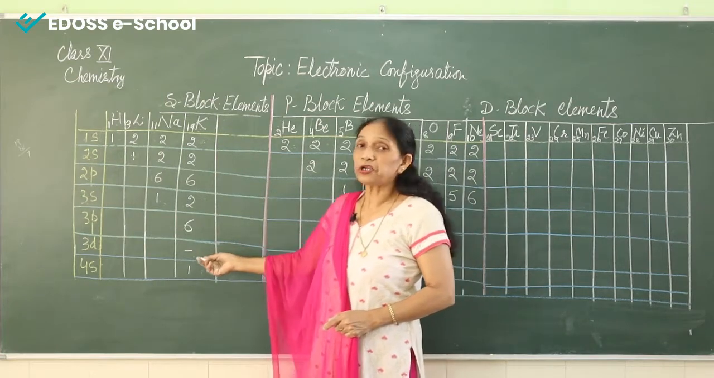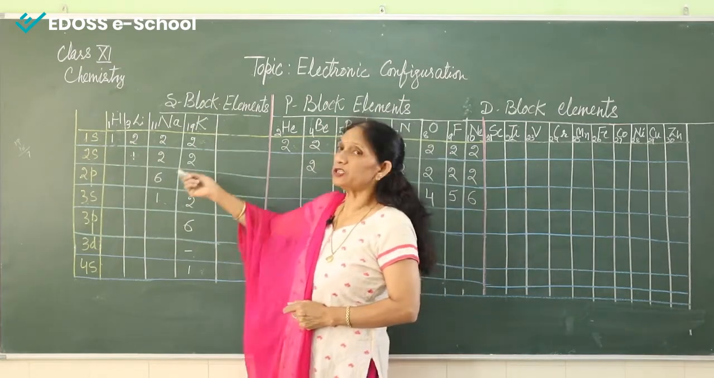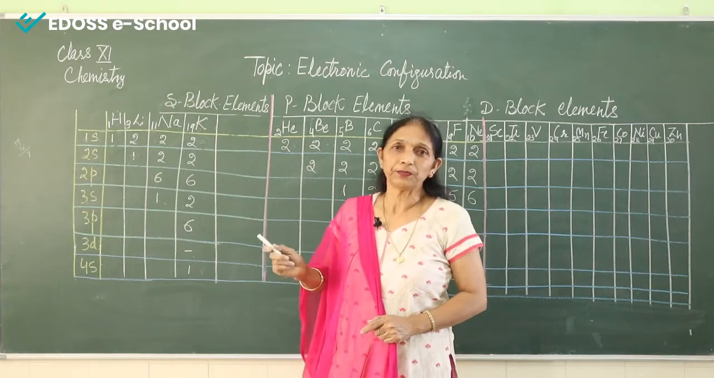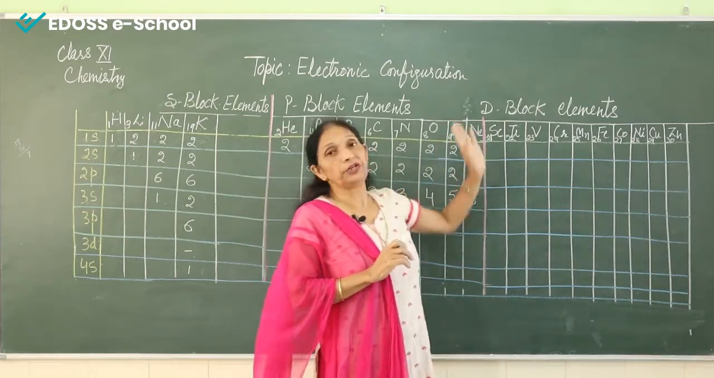You can't write it as 3d1. If you write 3d1, that means potassium is in D block, but it is not in D block, it is an S block element. So don't make a mistake here. Now we are coming to D block elements.